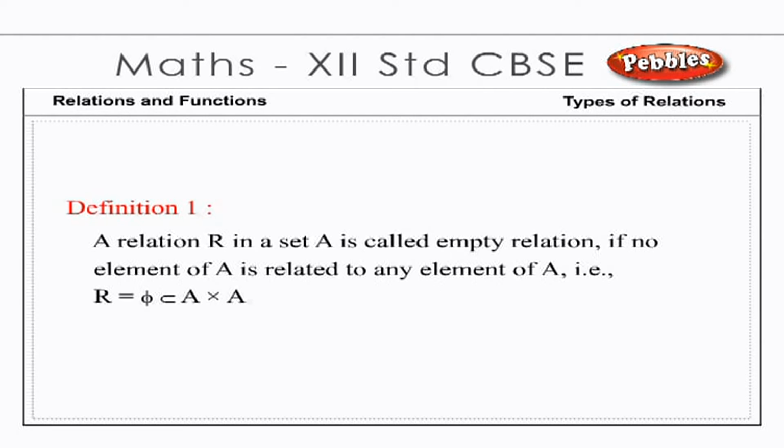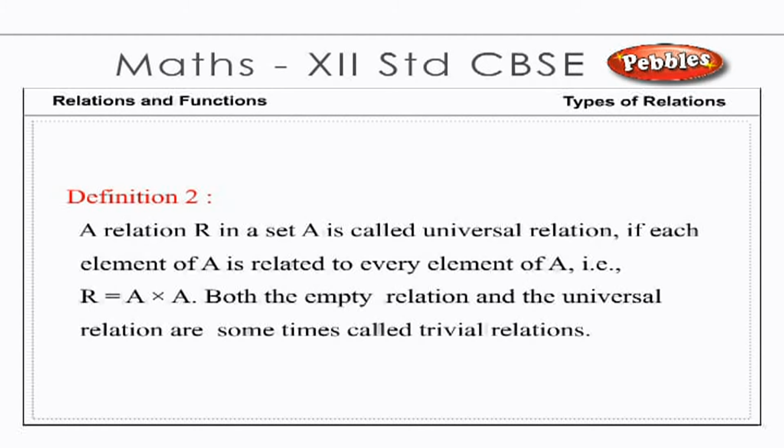Definition 1. A relation R in a set A is called empty relation if no element of A is related to any element of A. That is, R = phi, a subset of A cross A. Definition 2. A relation R in a set A is called universal relation if each element of A is related to every element of A. That is, R = A cross A. Both the empty relation and the universal relation are sometimes called trivial relations.